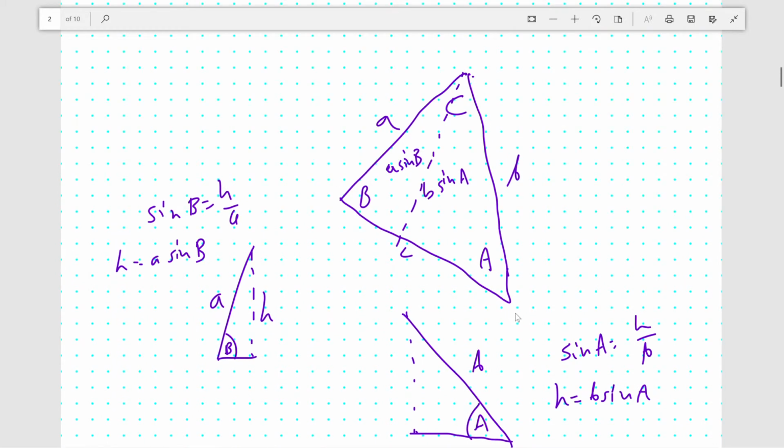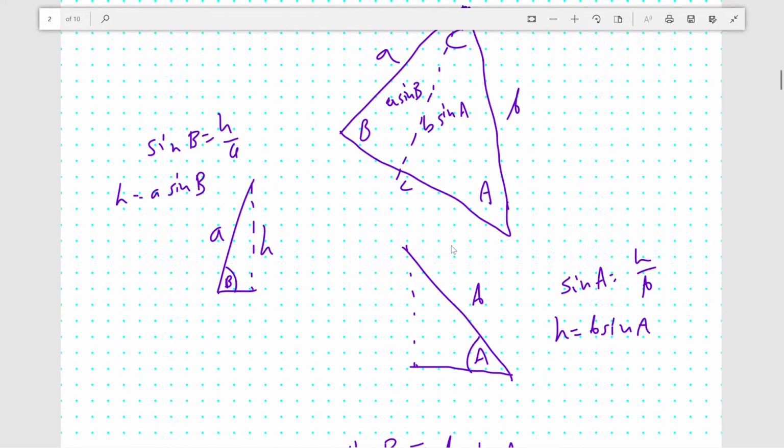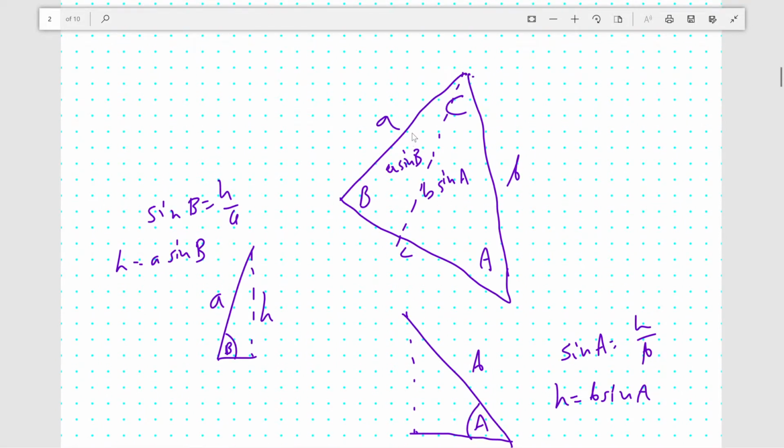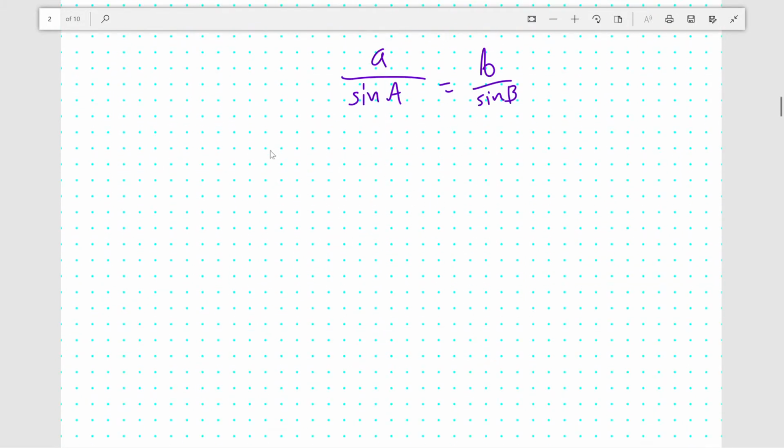Now we want to prove that B over sine B is equal to C over sine C. And it is largely the same drill. So say we take a height from, actually I'm going to redraw the triangle.